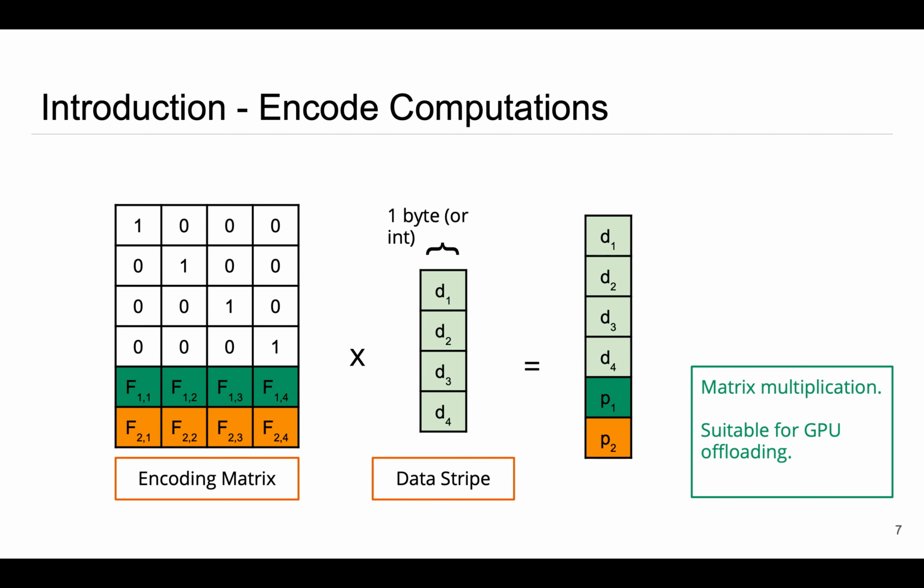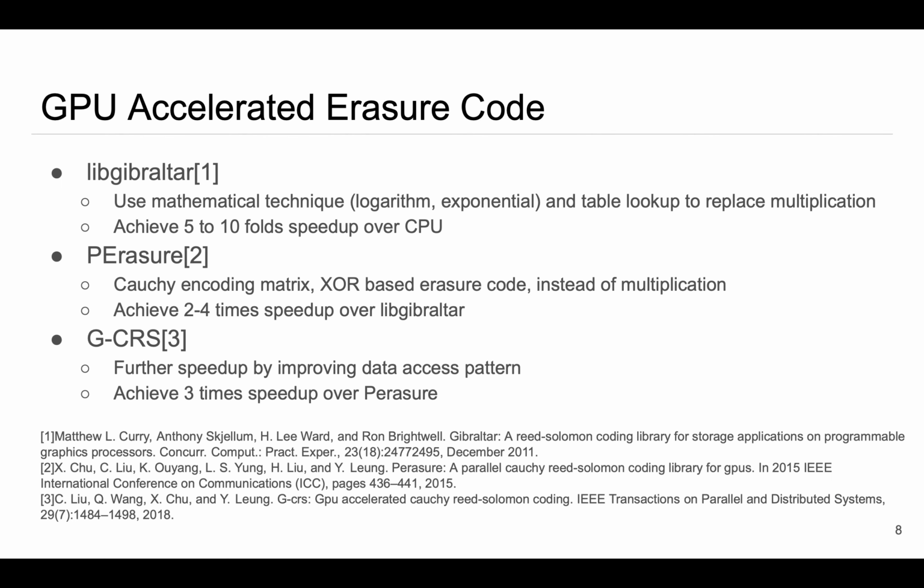However, adopting erasure codes does have one critical drawback, that is, the computation cost for encoding and decoding. Since all these operations mainly consist of matrix multiplication, they can be offloaded to accelerators like GPU to achieve much higher computing efficiency. For instance, here's a list of work to accelerate erasure code on GPU.